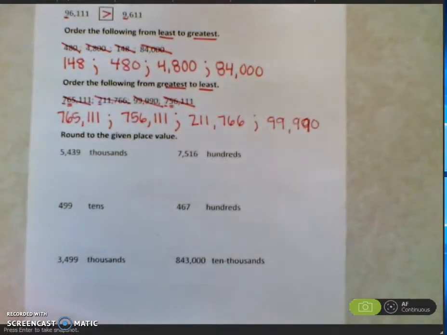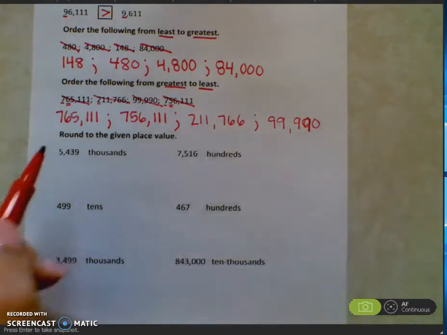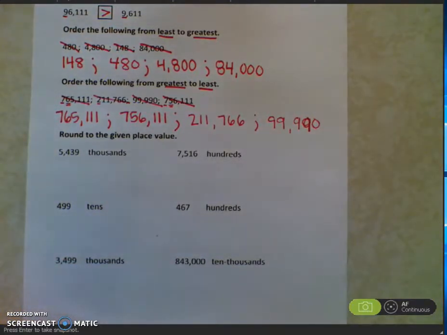Okay, the last thing that we're going to work on in this Unit 1A or Lesson 1A is going to be rounding. And this is actually just a review from 5th grade, but I thought that it was important and a good place to just plug it in while we're talking about place value.